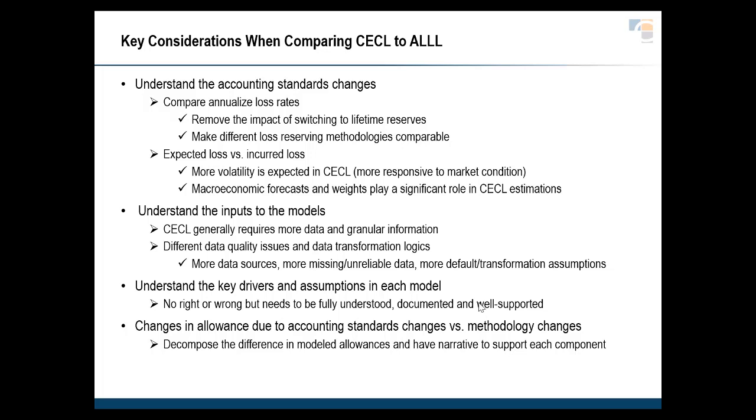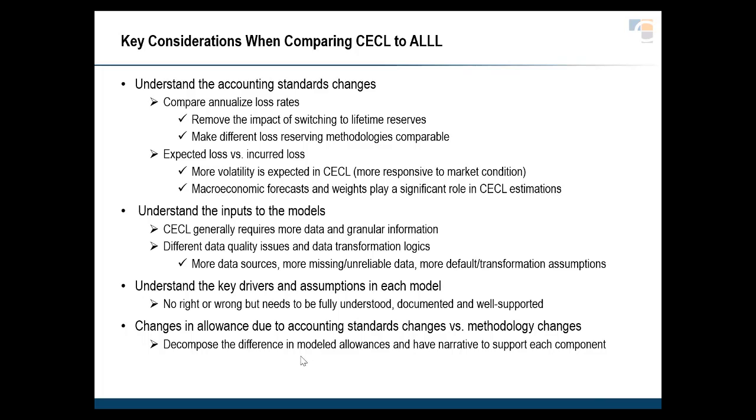Thirdly, because the methodologies are very likely to be different, key drivers and assumptions used in both CECL models and ALLL models need to be fully understood and documented, especially when CECL numbers turn out to be lower than ALLL. Proper documentation and supporting analysis would be critical for all relevant stakeholders to feel comfortable about the decreases in reserves.